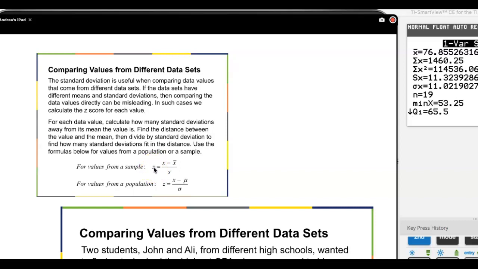But really what it's doing is calculating how far away a certain data value is from the mean, so it subtracts and divides by the standard deviation to calculate how many standard deviations that is. And for a population, it's just x minus mu over sigma, because mu is the population mean and sigma is the population standard deviation. Whereas in our sample, x bar is the sample mean and s is the standard deviation.